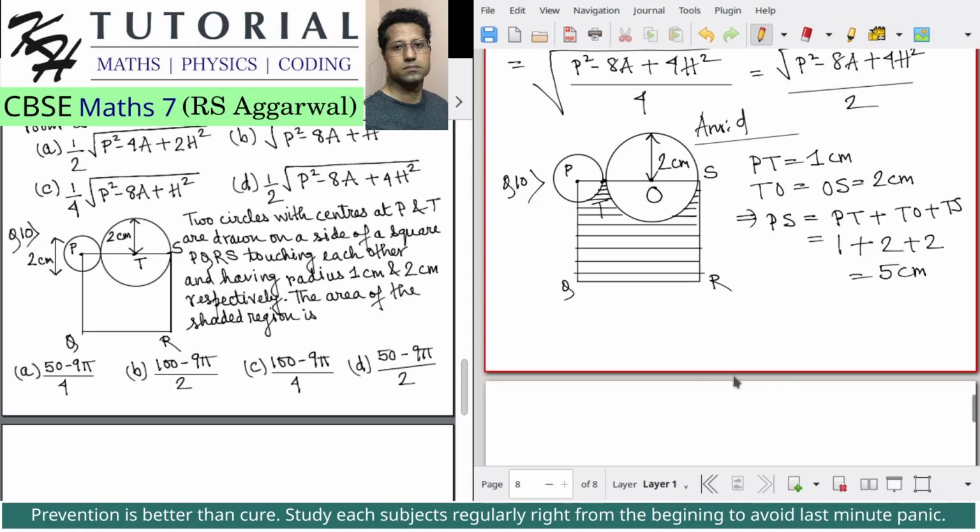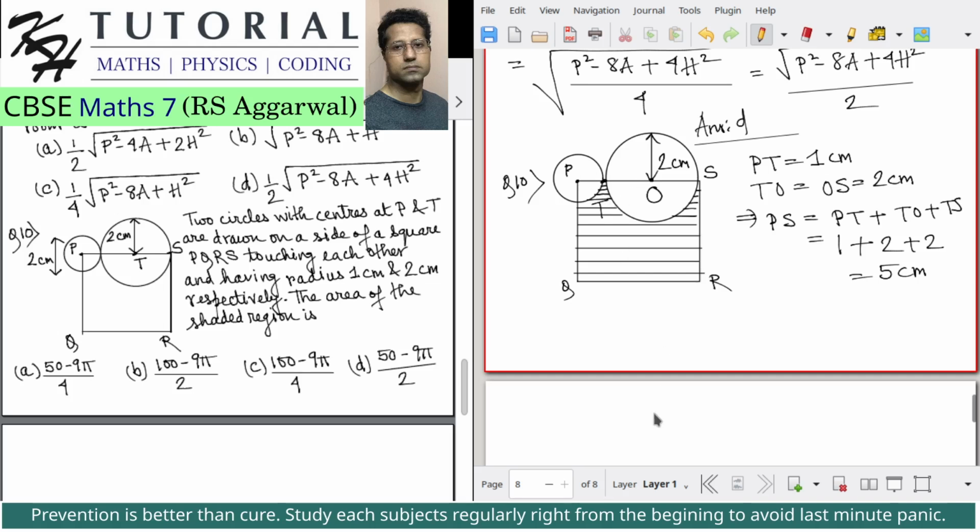Now what is the area of the shaded region? The area of the shaded region is nothing but the area of the square minus the area of the semicircle having radius 2 centimeter and the area of a quarter of a circle with radius 1 centimeter. As you can see, the smaller circle is having center at the vertex P. So we are having a quadrant of that circle which is inside the square.